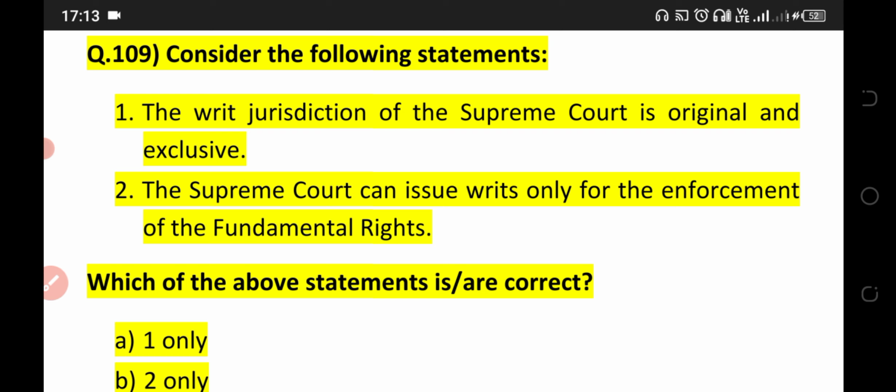Consider the following statements. The writ jurisdiction of the Supreme Court is original and exclusive. The Supreme Court can issue writs only for the enforcement of the fundamental rights. Which are correct? Only two.